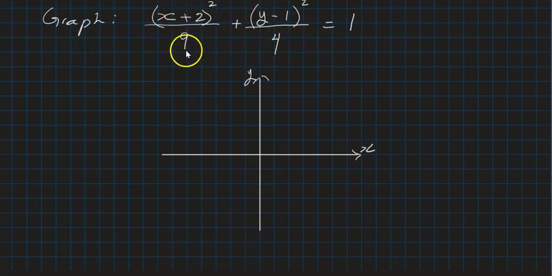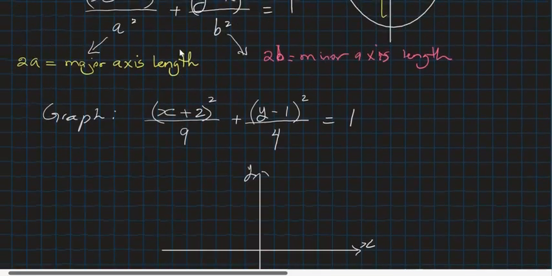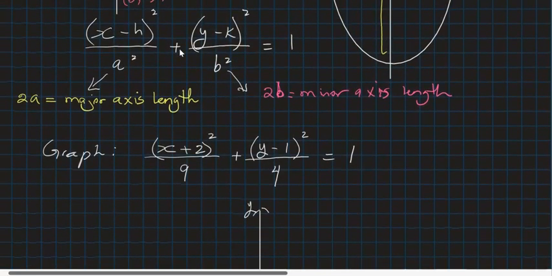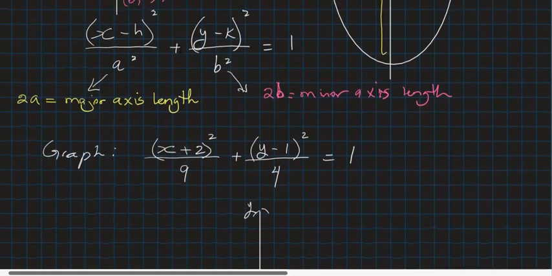(x plus 2) all squared over 9 plus (y minus 1) all squared over 4 equals 1. All right, the first thing is we need to find the center. The center is given. This is x plus 2. Remember, the original equation was given by (x minus h) all squared and (y minus k) squared, in terms of the center (h, k).